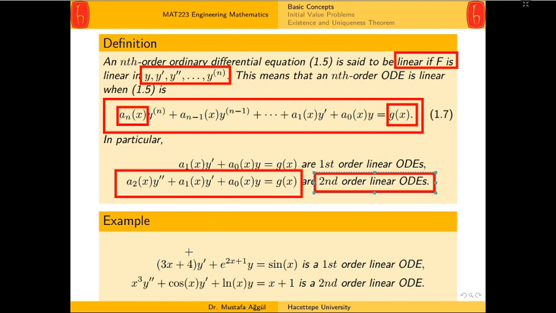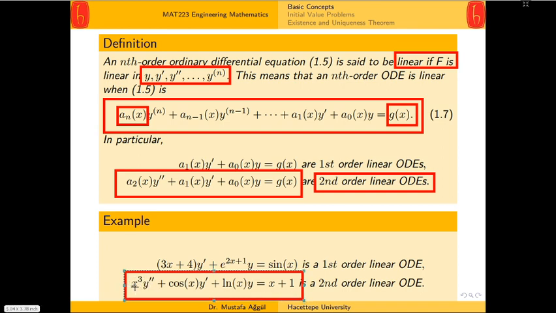Now some certain examples with coefficients as well. This is the coefficient of y prime, so this is at most a function of x. This is the coefficient of y, so this is at most a function of x, and this is the right hand side. So this is a first order linear ODE, because we have the first derivative. For this one, the coefficient of y double prime is x cubed, so this is at most a function of x. This is at most a function of x. This is at most a function of x. Then we say this is a second order linear ODE.